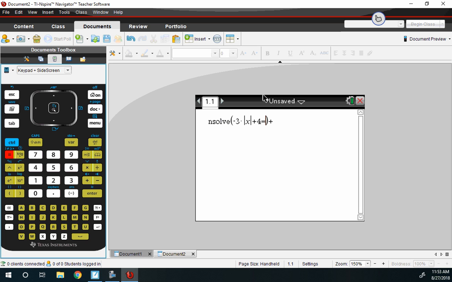Now, when you use this NSOLVE, you have to have the equation in parentheses. You have to put a comma x after the equation. And I know that little plus thing at the end is going to mess this up, so I'm going to try to get over and delete that. I do apologize for the delay here. So this should give me the answers. And it says 2.